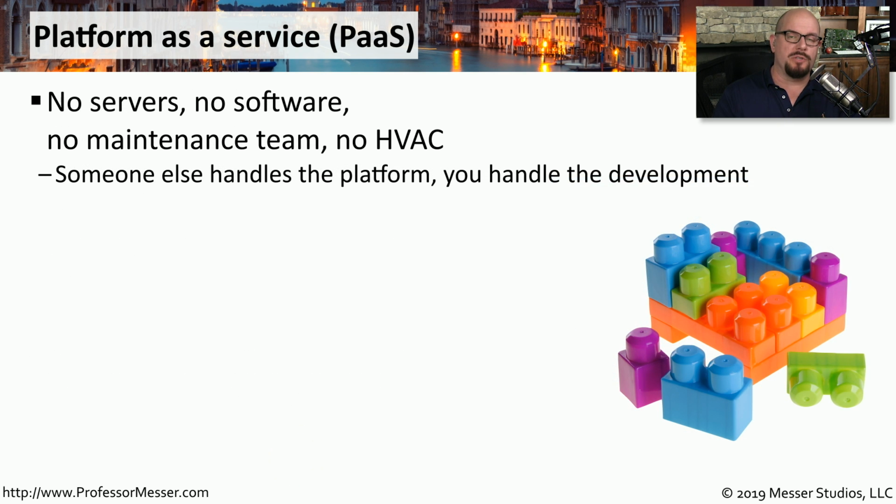A good middle ground between infrastructure as a service and software as a service is platform as a service, or PaaS. With platform as a service, you're in charge of building your own application, but you don't have to worry about any other aspect of the infrastructure. You don't worry about the servers or the software or the data center. You can concentrate on building the application and have the platform as a service provider handle every other part.